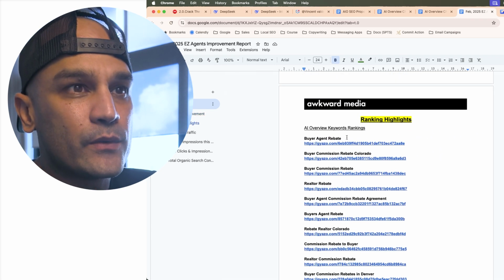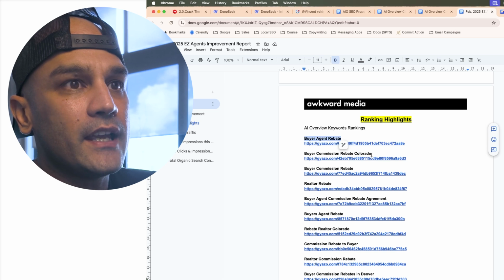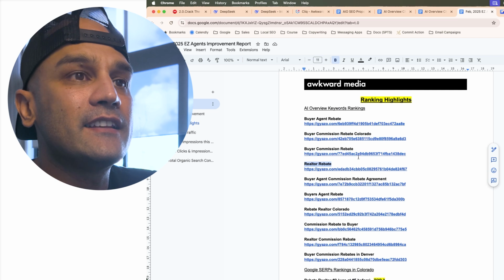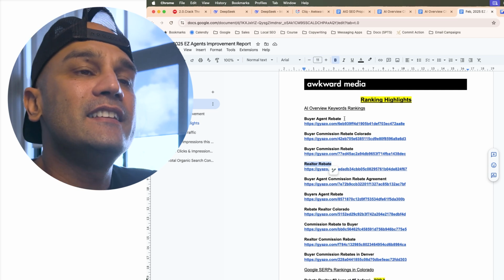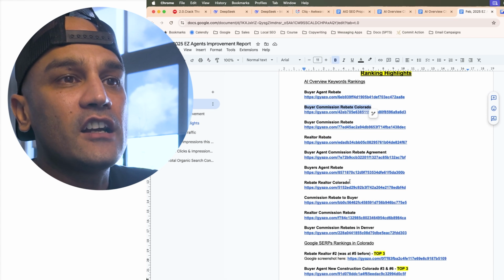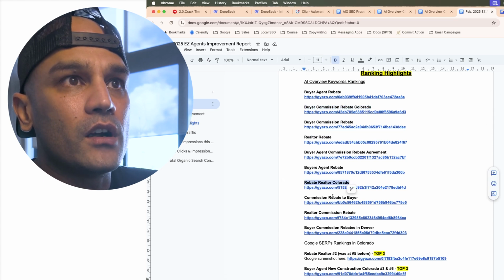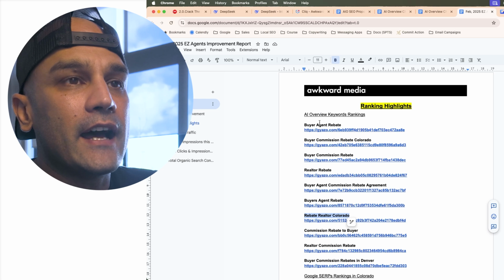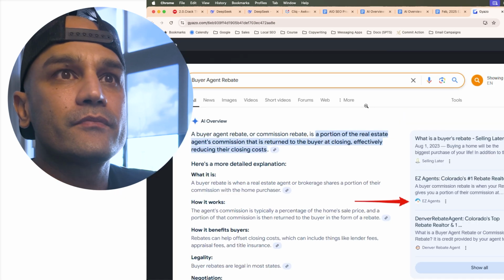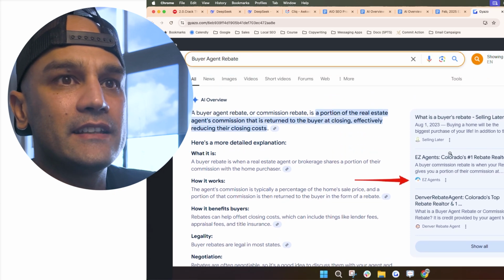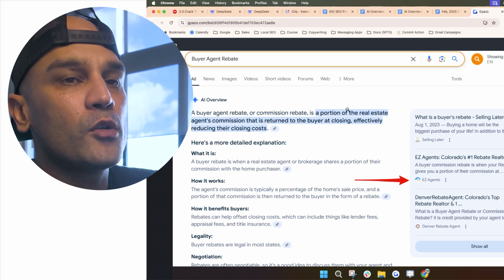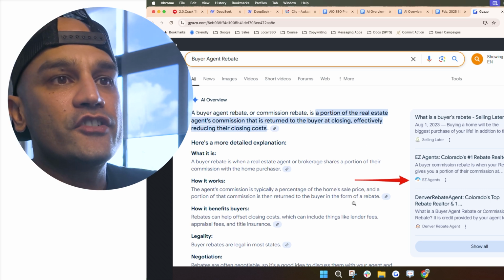These are the types of keywords that we ranked him on: buyer agent rebate, buyer commission rebate, Colorado buyer commission rebate. Remember, the difference here is these are actual commercial intent keywords. And luckily enough, they were actually ranking in AI overview. So let's take a look. That's them right there. Buyer agent rebate: a buyer agent rebate is, et cetera, et cetera.